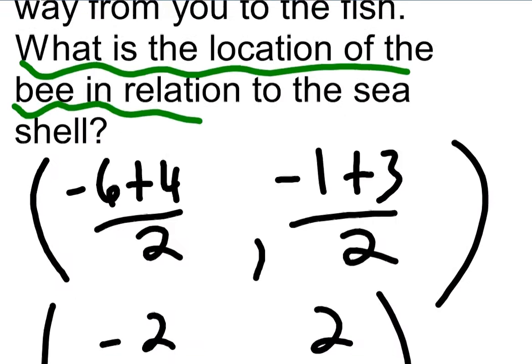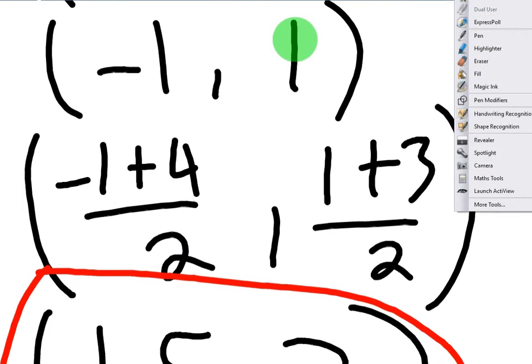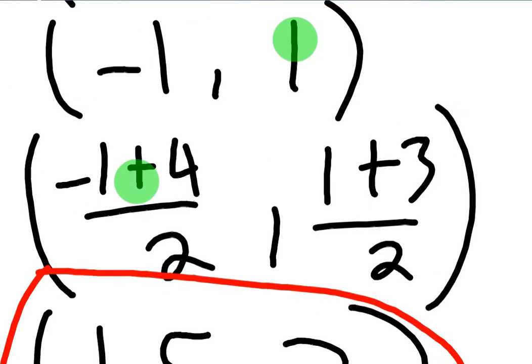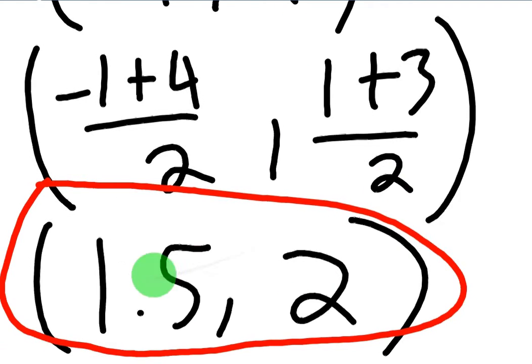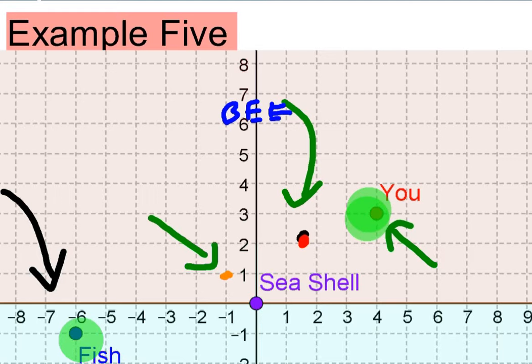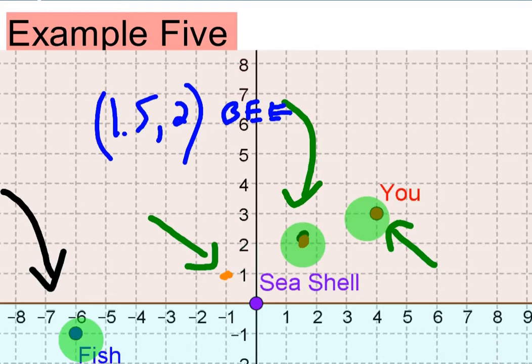It's going to be -1 plus 4 over 2, 1 plus 3 over 2. That's 1.5, comma 2. That will be the bee's location. So the bee is at 1.5, comma 2, and we'll go ahead and label that, and that will finish this problem. So if we wanted to answer verbally, we would say that the bee is 1.5 feet to the right of the seashell and 2 feet above it. Pretty simple, right?